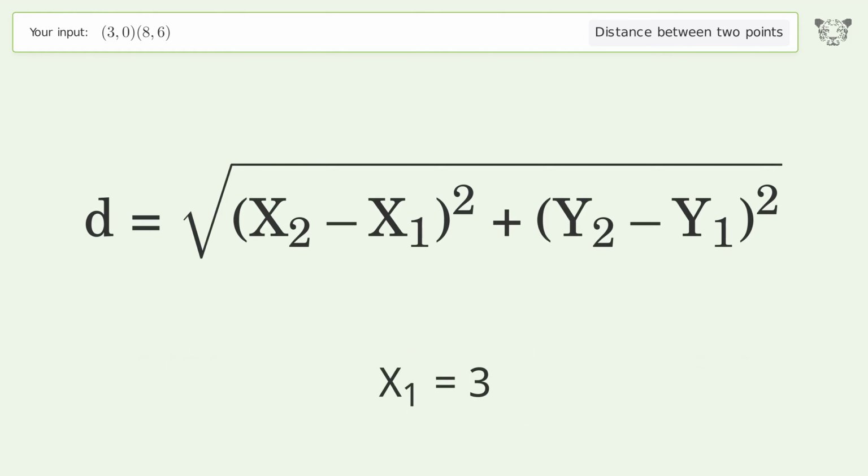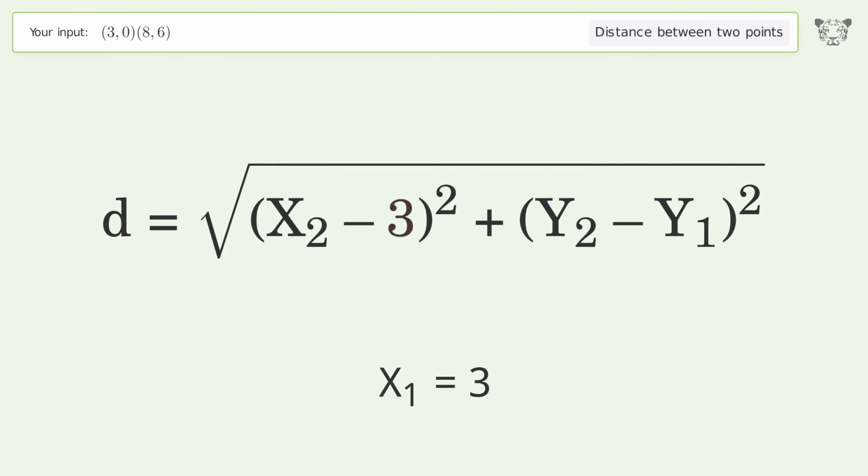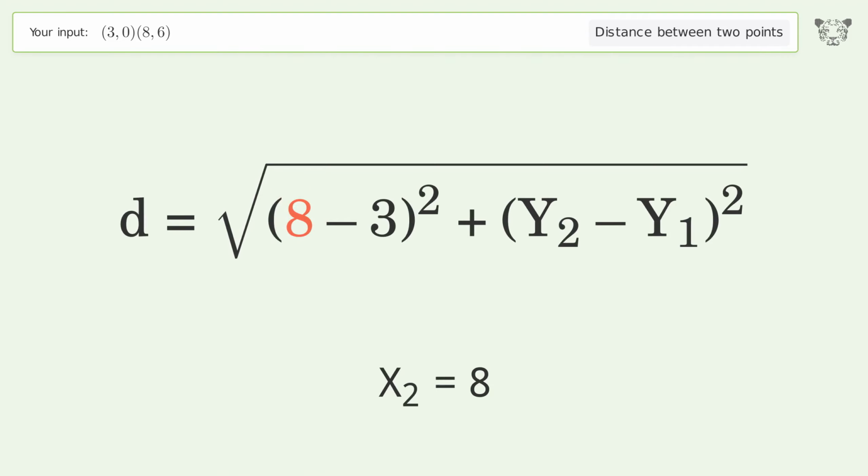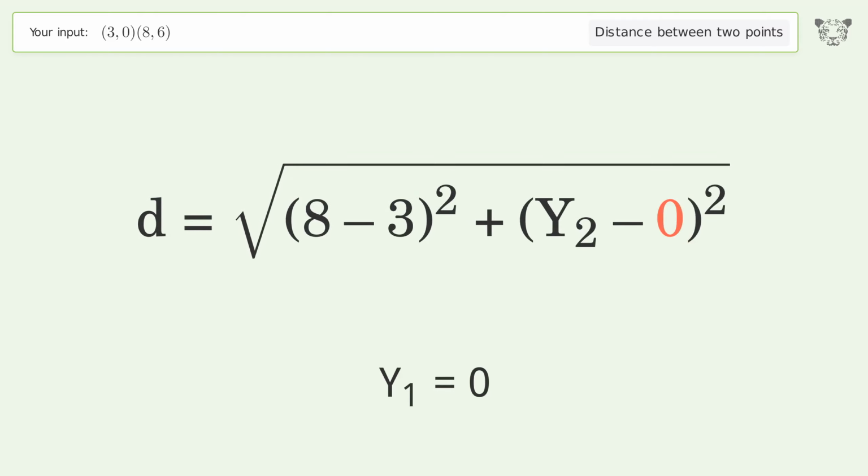x1 equals 3. x2 equals 8. y1 equals 0. y2 equals 6.